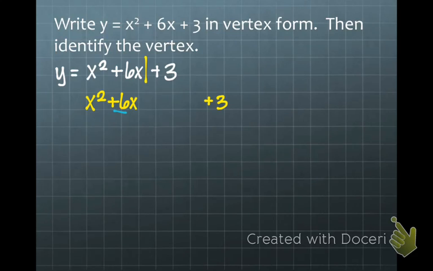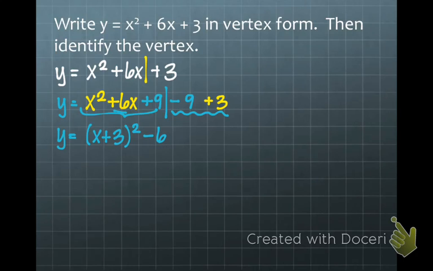Half of 6 is 3. 3 squared is 9. So I'm going to add the 9, but I'm also going to subtract the 9 because I have to keep everything balanced. Normally, I would add 9 to both sides, but I can't because I can't add anything to that y side. When I split this here, this is my perfect square. So I have y equals x plus 3 squared. And then I combine these like terms and I get minus 6.